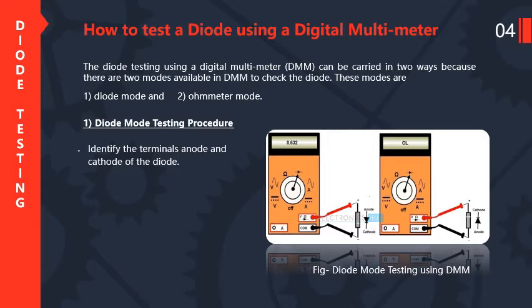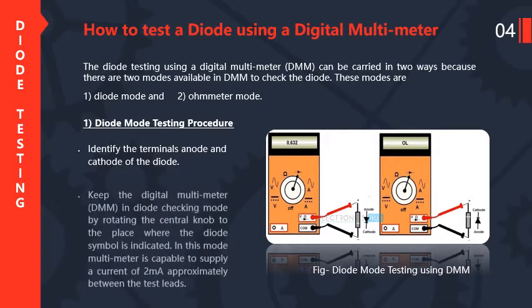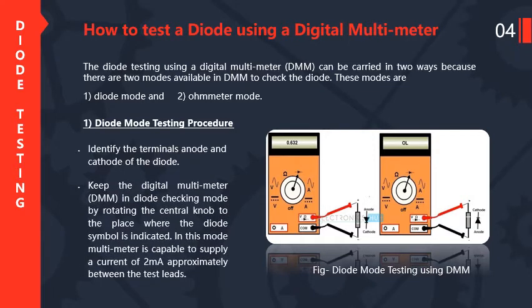Firstly, identify the terminals, anode and cathode, of the diode. Keep the digital multimeter in diode checking mode by rotating the central knob to the place where the diode symbol is indicated. In this mode, the multimeter is capable of supplying a current of approximately 2 milliamperes between the test leads, or we can say the probes.